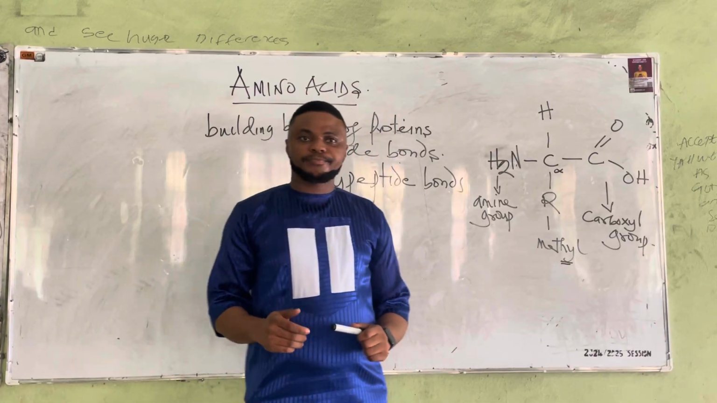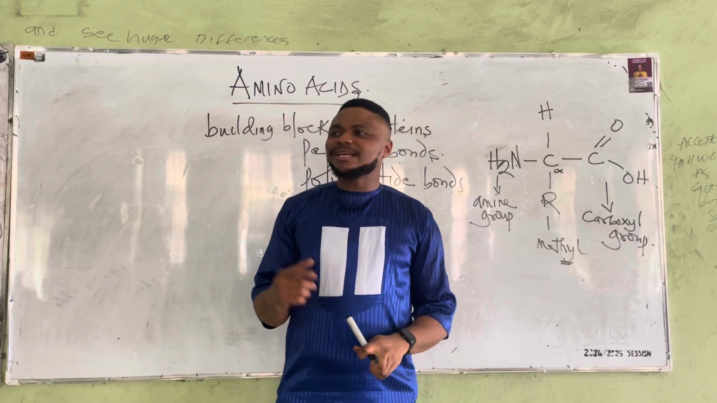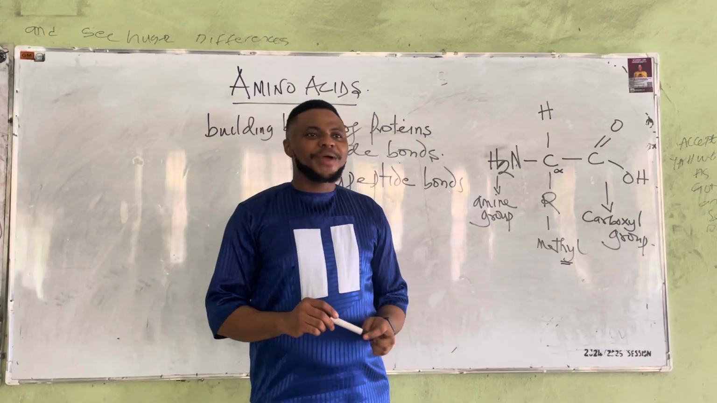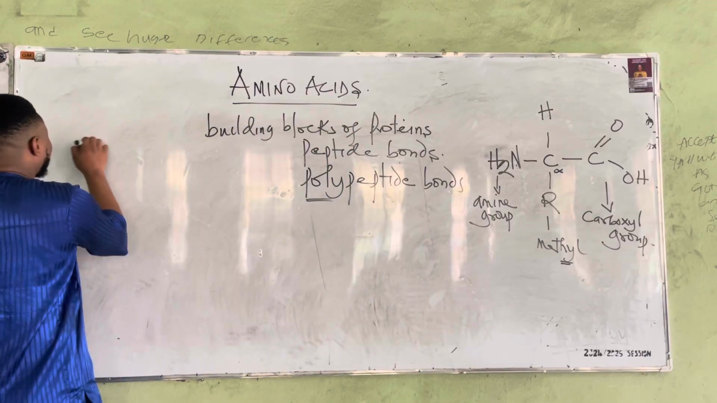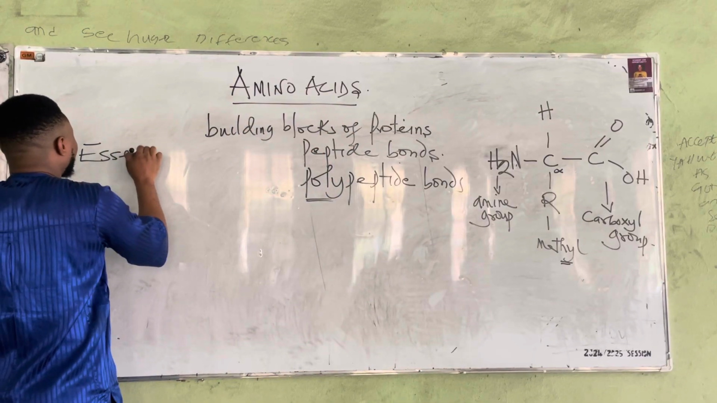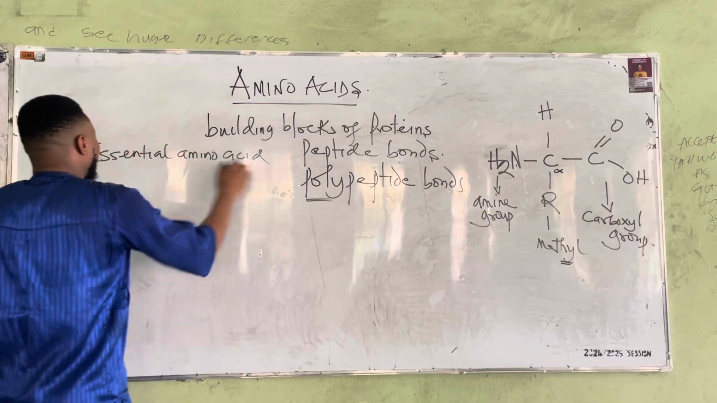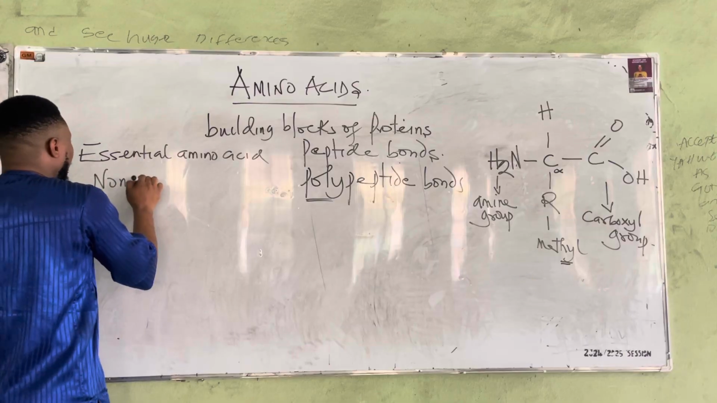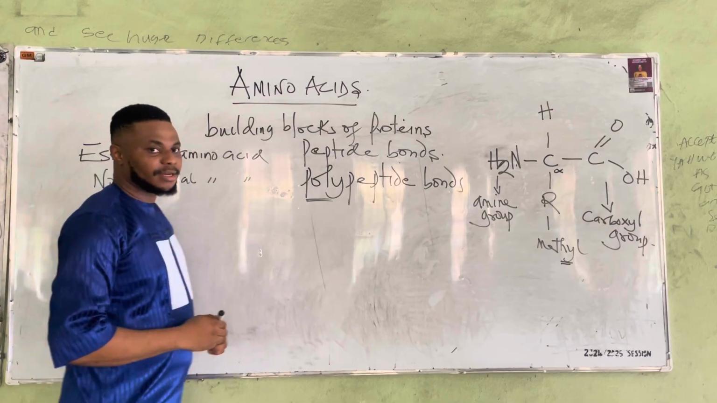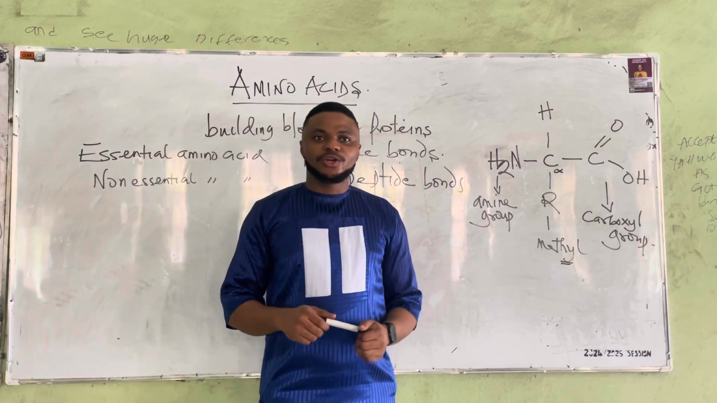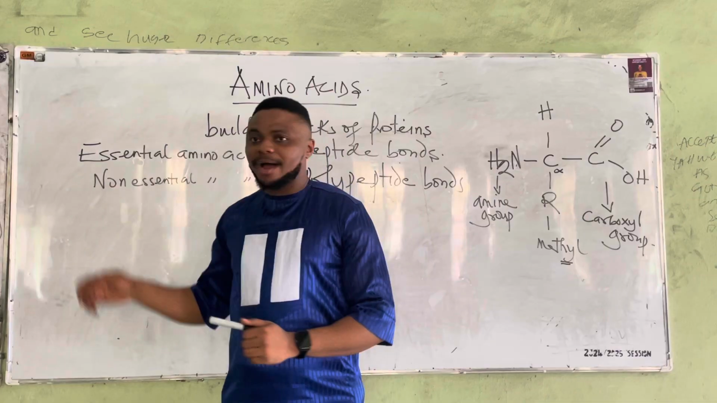So quickly, we have a broad classification of amino acids. In this broad classification, we have two major types of amino acids: the essential amino acids and the non-essential amino acids. Now, what are essential amino acids? Please put down.